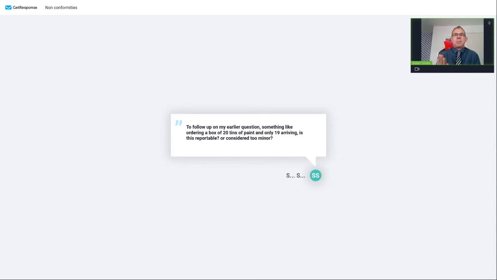And it's being double checked to ensure that you're getting 20 tins. So believe it or not, I do think that's worthy of raising a non-conformance, because ultimately, over the course of the year, if you're ordering 20 tins a day or 20 tins a week, you're going to lose out on 52 tins per year.